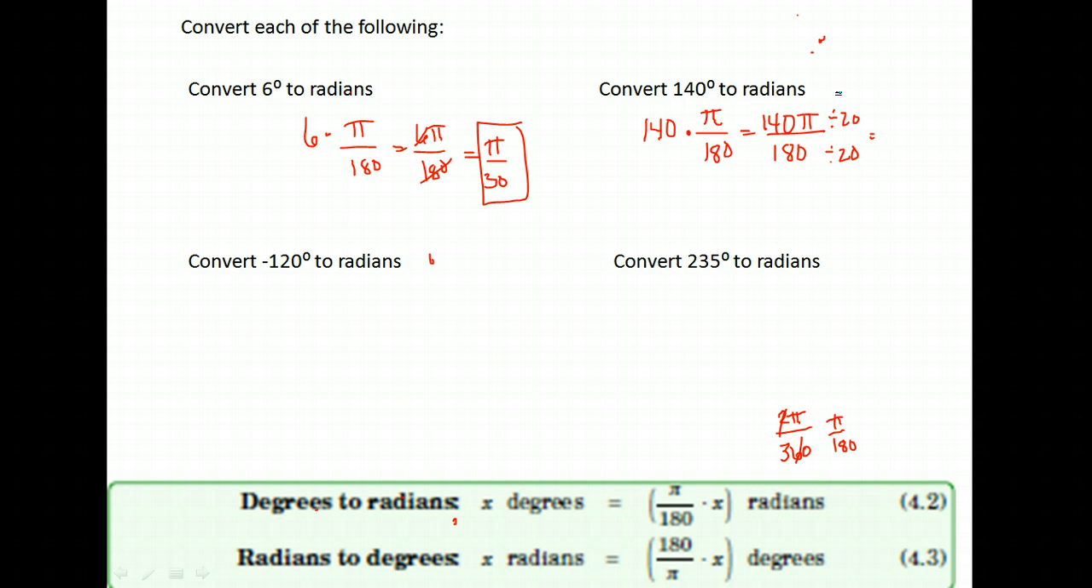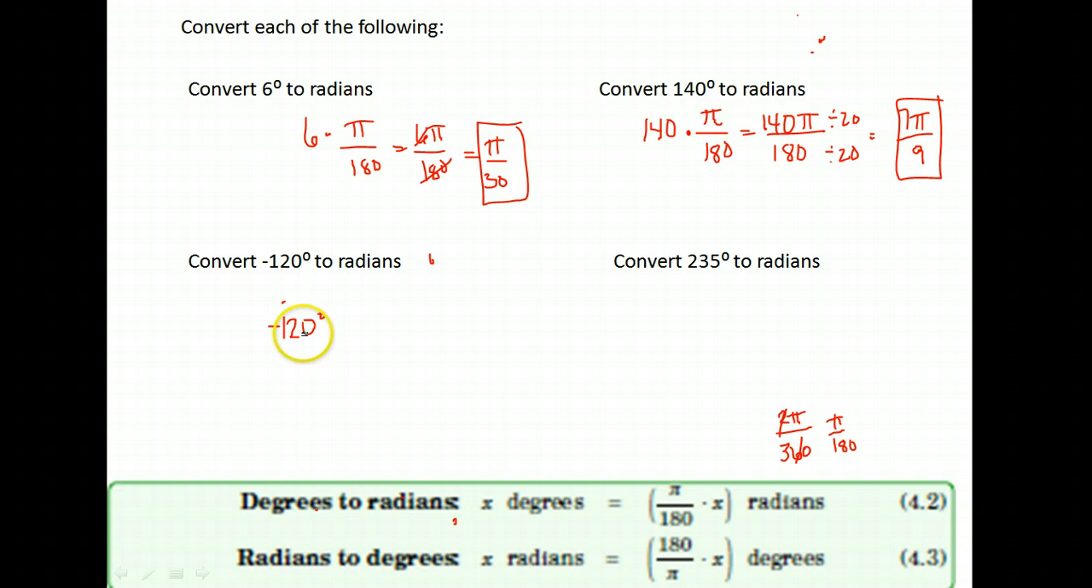So if we take the 140, divide by 20, we get 7, and we still have the pi on the top there. If we take 180 and divide by 20, we get 9. So 7 pi over 9 is the same as 140 degrees. 7 pi over 9 radians. Next, negative 120 degrees, and we're going to leave it as a negative measure.